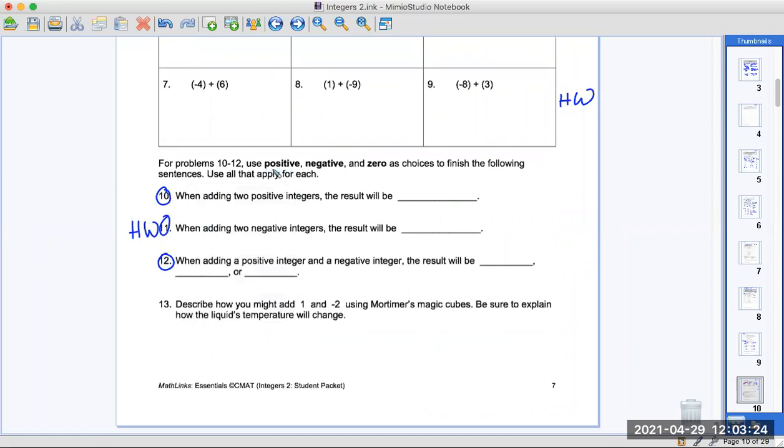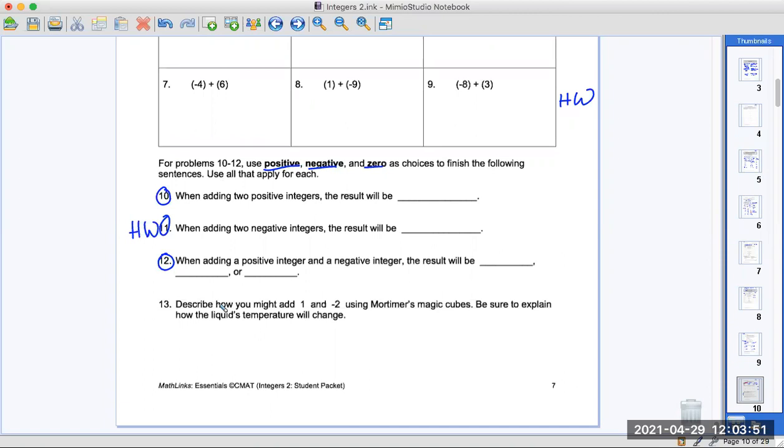Okay. For problems 10 through 12, you use positive, negative, and 0 as choices to finish the following sentences. Use all that apply for each. So your job is to decide, is that here, here, or here? Yeah, I don't know which way they go, but you have to figure it out. Ask in class if you're not sure.